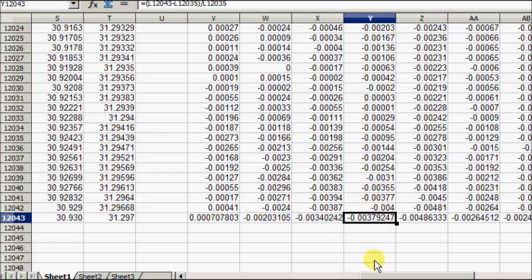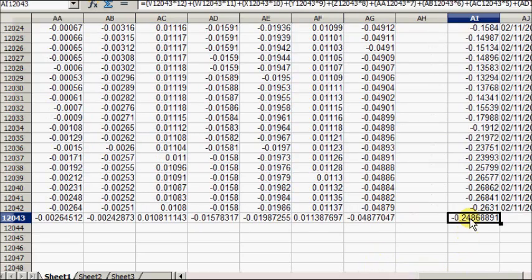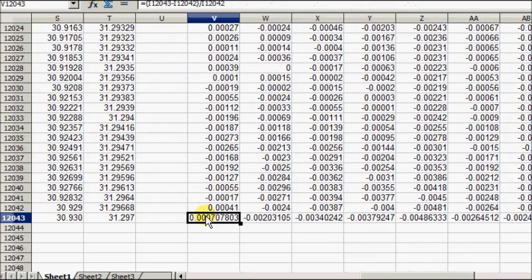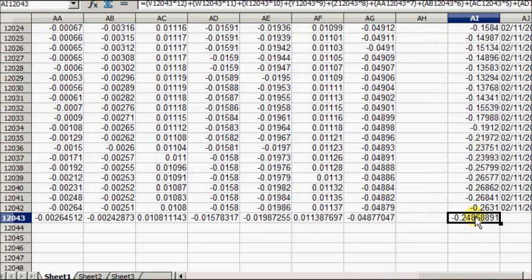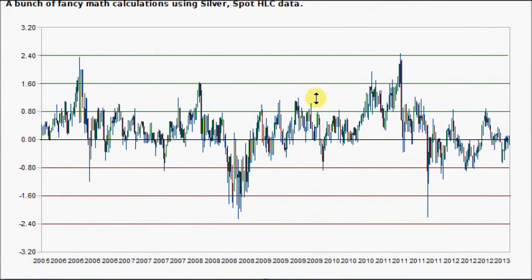So we got all these numbers. Then this number here is the actual indicator number. Take this number, multiply it by 12, add this, multiply 11, 10, 9, 8, and so on and so forth. The sum of those numbers, in this case, which was last updated yesterday, is negative 0.24.